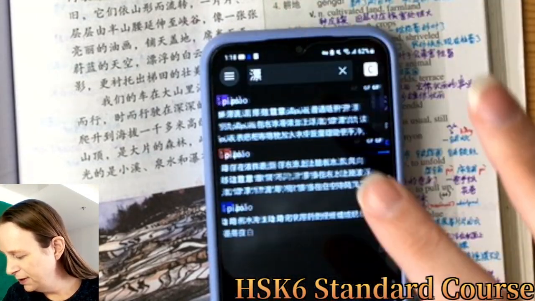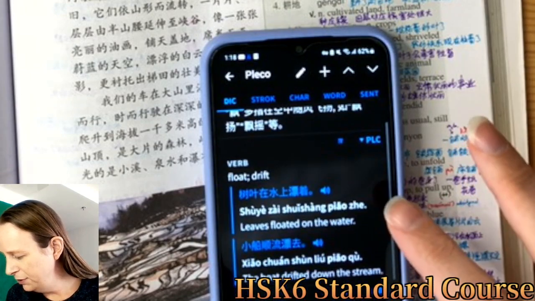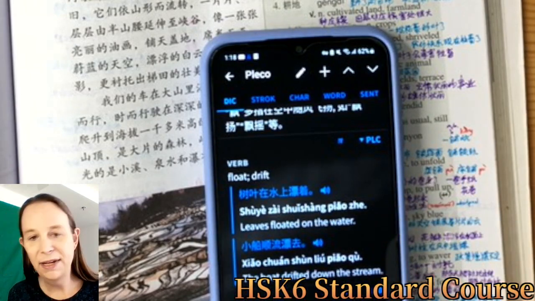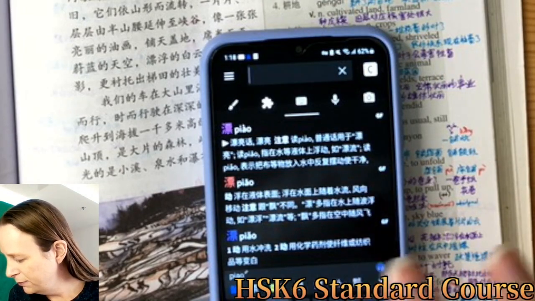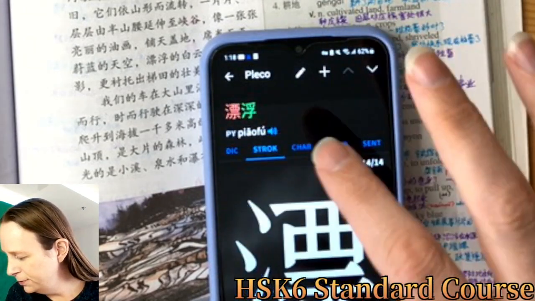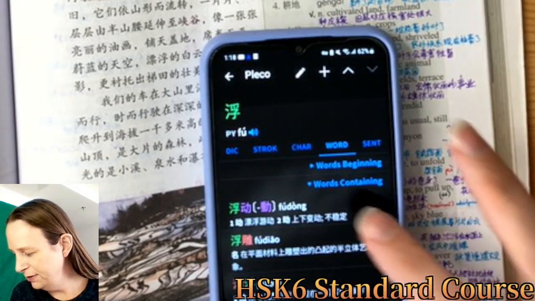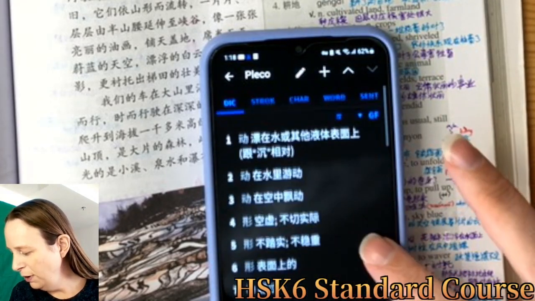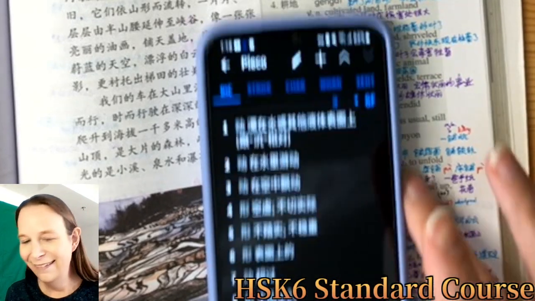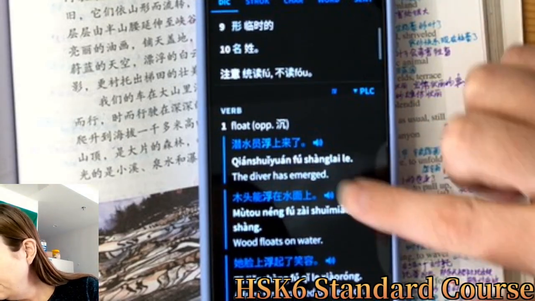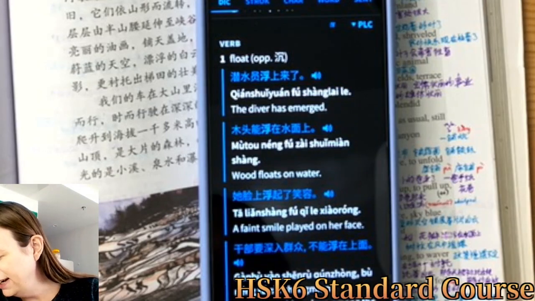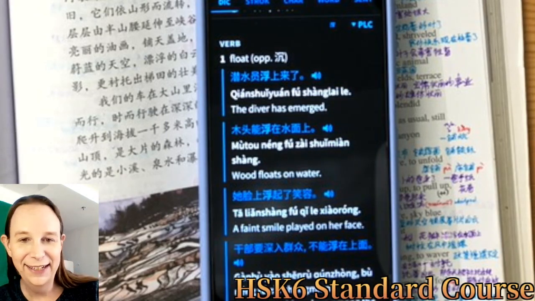漂, float, drift. Yeah, 飘着, etc. And the 浮 is also... what? What is that? 10 meanings. 浮, oh, the opposite of chen. Okay, chen is to sink.